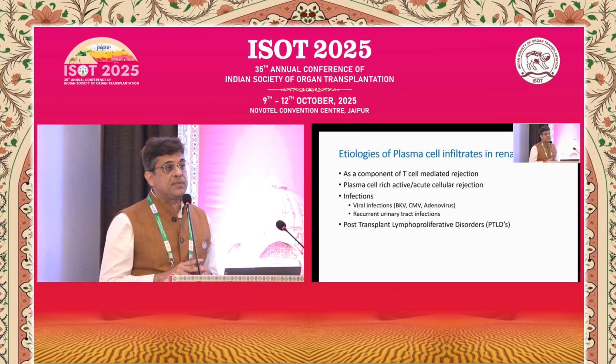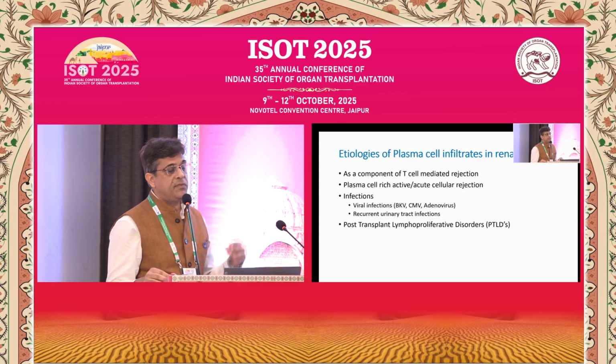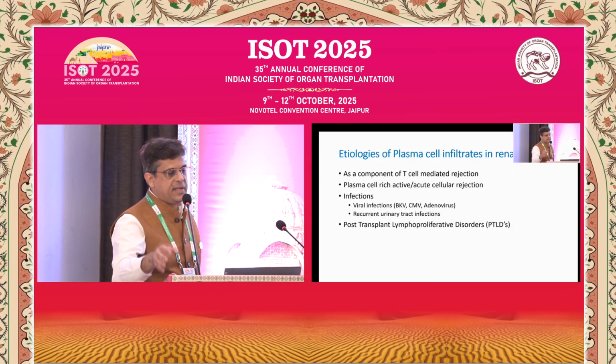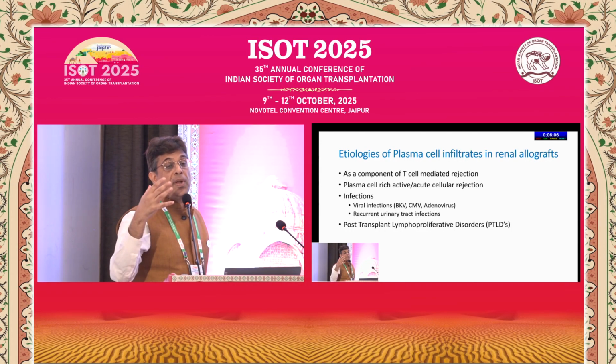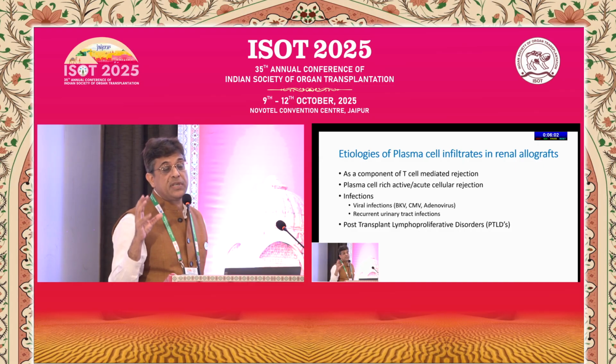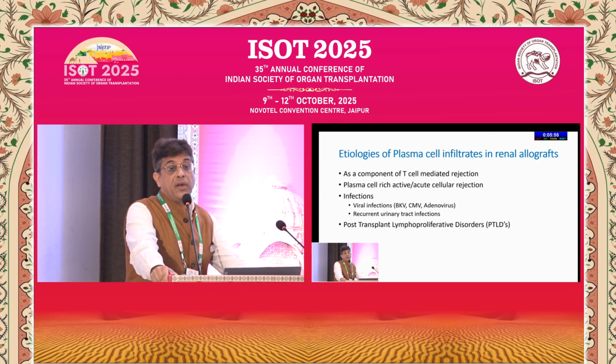Now, when we talk about etiologies of plasma cell infiltrates in allografts, they could occur as a part of T cell mediated rejection. We saw that most of them do have them. So almost all cellular rejection will have at least a few plasma cells. There is a separate, better defined entity than eosinophil rich rejection, which is plasma cell rich acute cellular rejection. And then of course, they occur as a part of viral infections or even recurrent urinary tract infections.